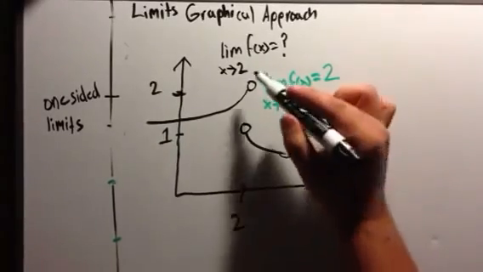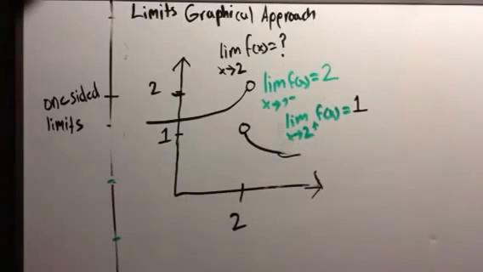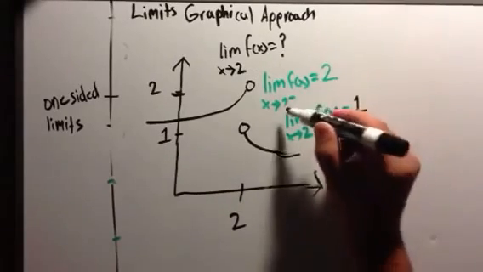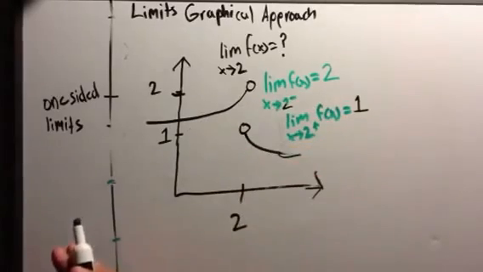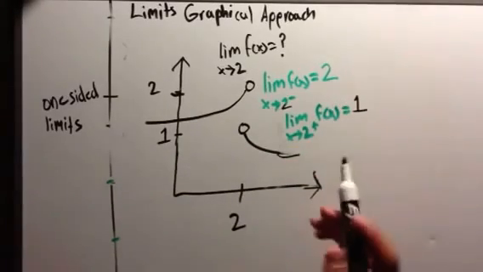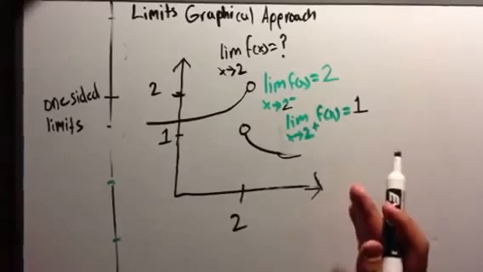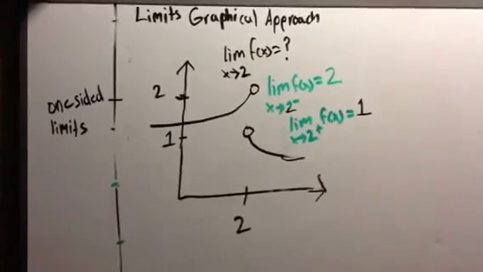So what is the limit as x goes to 2? Well, we get two answers here. We get the limit as x goes to 2 from the negative side or the left hand side is equal to 2. Then we get the limit as x approaches 2 from the positive side is equal to 1.